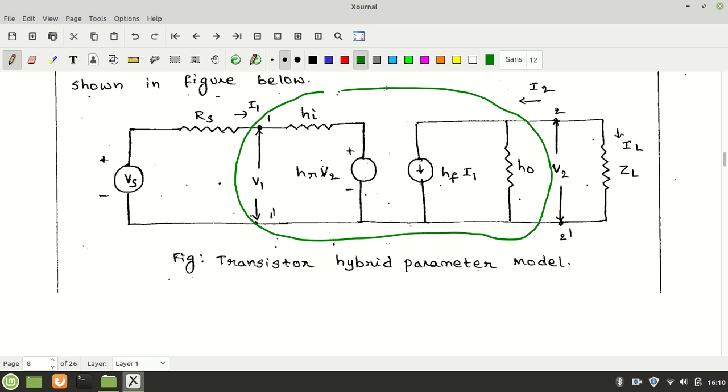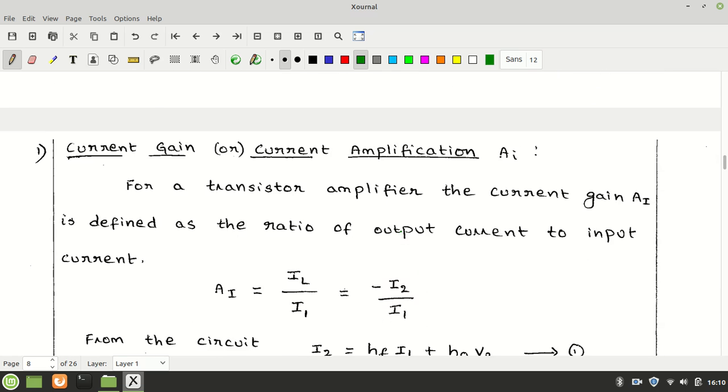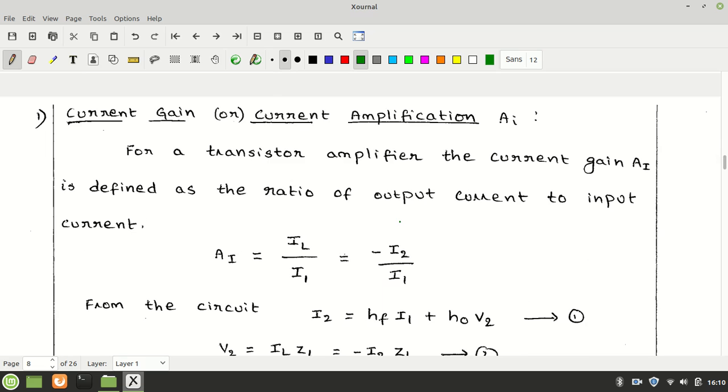So this part is coming from the black box, but outside the black box the new AC signal has been connected and the output load is connected. So those two are extra factors which are added on to the h-parameter circuit. Now let us calculate the current gain first.